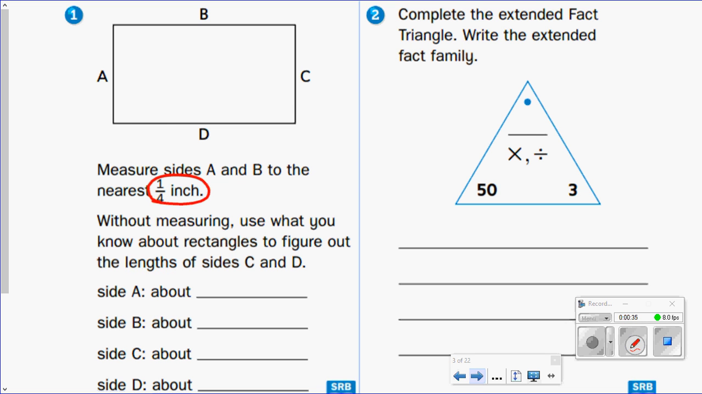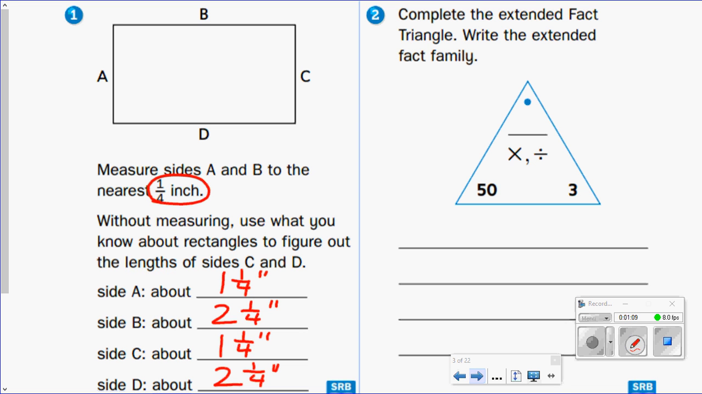side A is going to measure 1 1/4 inch. Side B is 2 1/4 inch. And side C is the opposite of side A, so it would also be 1 1/4 inch. And side D is opposite of B, which would make it 2 1/4 inch. All right, be very careful when you're measuring, boys and girls. You want to get as exact and precise as possible.